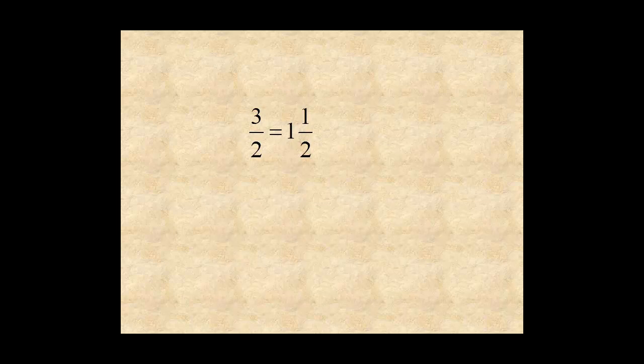Notice that when the numerator of a fraction is greater than the denominator, the fraction represents a number greater than 1. In this example, 3 over 2 represents 1 and 1/2. To get 1 and 1/2 from 3 over 2, just divide with the remainder. Notice that 3 divided by 2 gives a quotient of 1 and a remainder of 1. So that's 1 and 1/2.